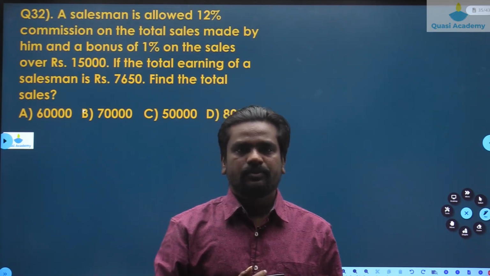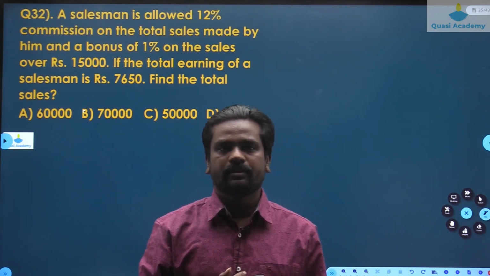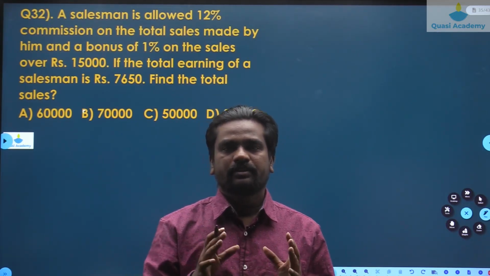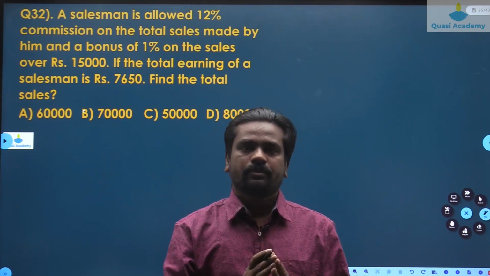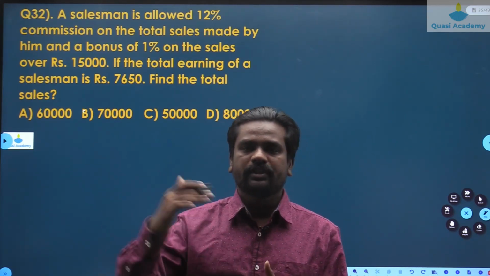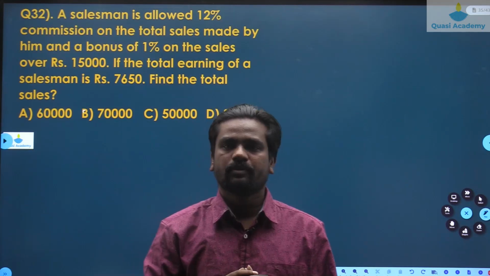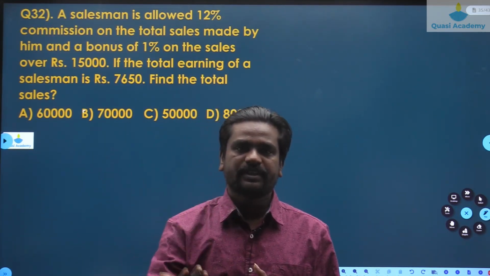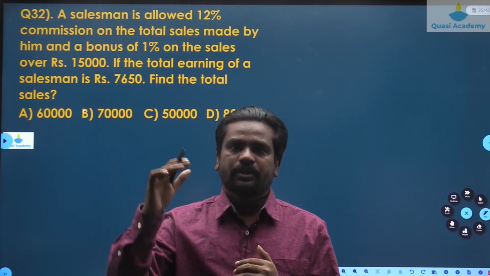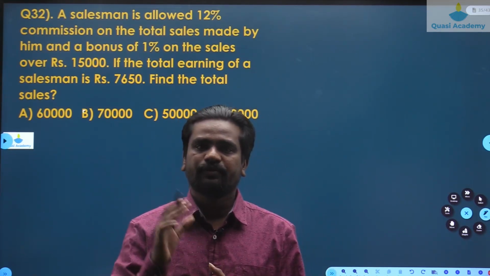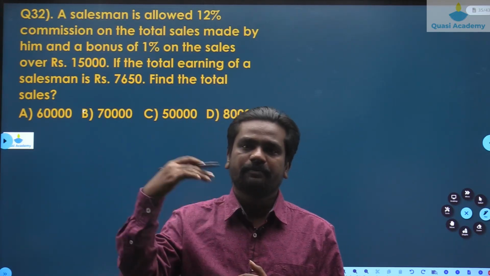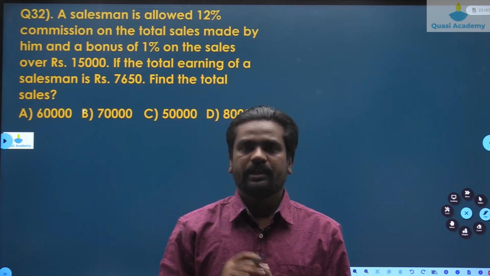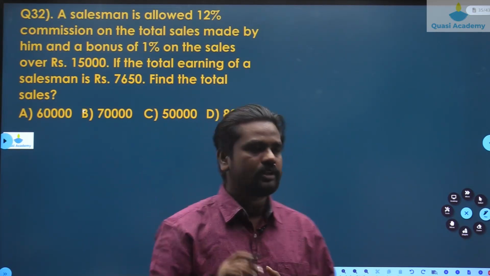Usually when the duty is given to the salesman, the company tells the salesman that if you sell more than a particular amount, you will get a bonus. For every sale he is given commission, but if he crosses a particular mark, he will be given commission and also the bonus on those sales.